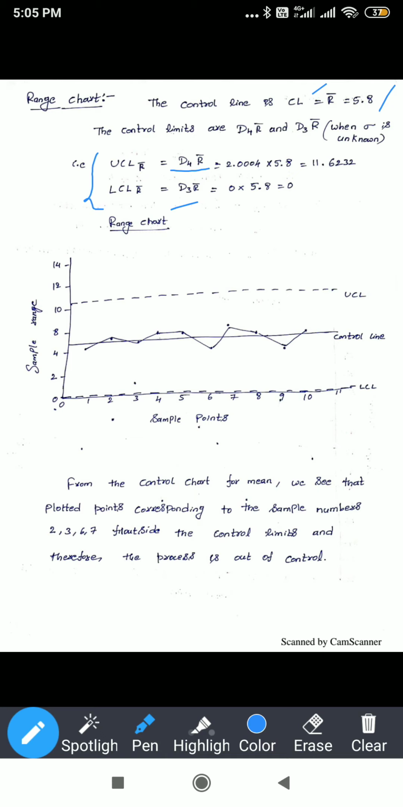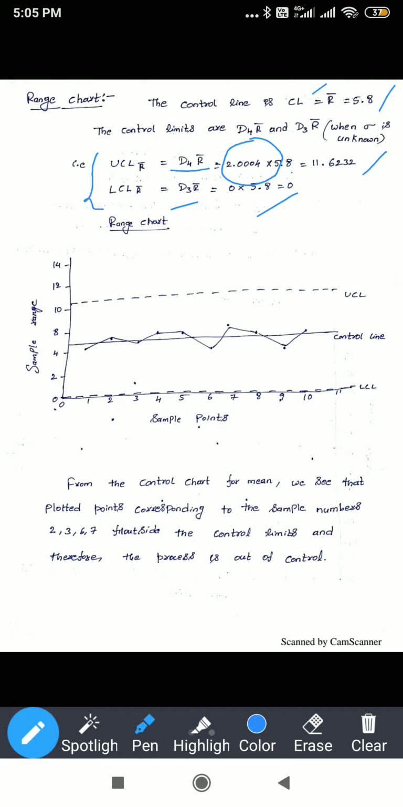When you are using the statistical tables, you have to remember that you are going to see only the sample size. So for sample size 6, you got a D4 value of 2.004 and R bar 5.8. So UCL of R bar is 11.6232. Similarly, LCL D3 is 0.